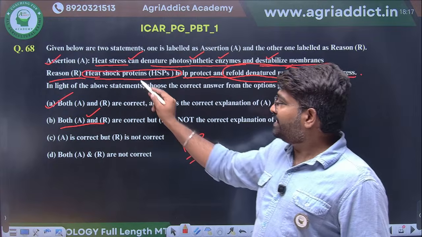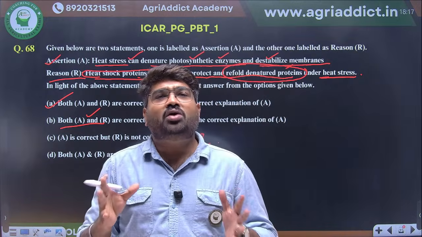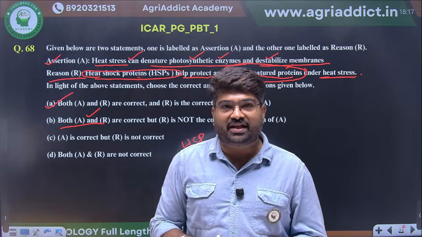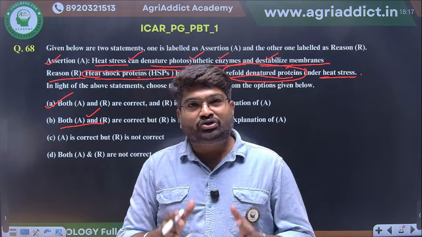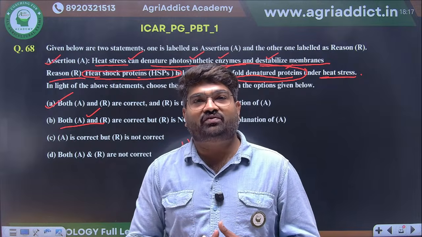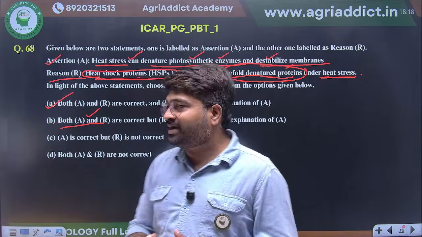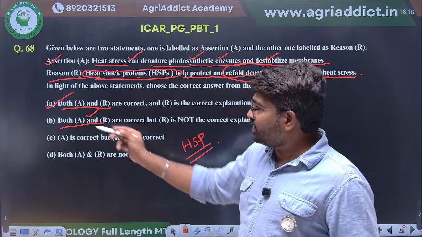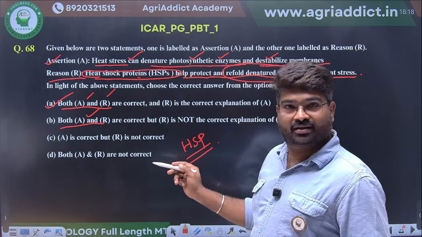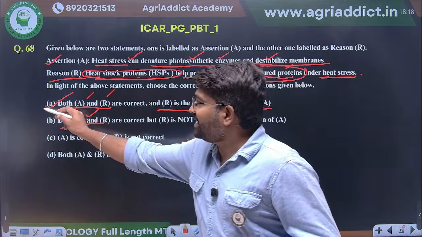Why? We know during heat stress conditions, there will be a lot of production of heat shock proteins. The major function of these HSPs is to prevent the denaturation of the membranes. Membrane denaturation, everything will be prevented by these HSPs only. So both the statements are correct, assertion and reason are correct, and R is the correct explanation of A. This is the right option.